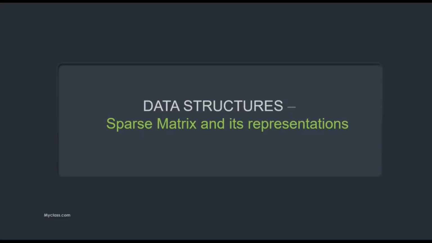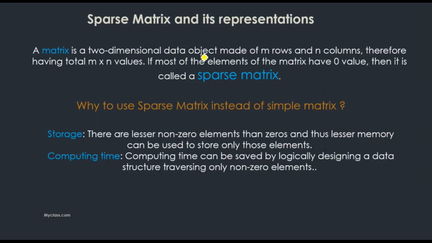Welcome back to myclass.com. Our topic: sparse matrix and its representation. A matrix is a two-dimensional data object of m rows and n columns, therefore having a total of m into n values. If most of the elements of the matrix have zero value, then it is called a sparse matrix.